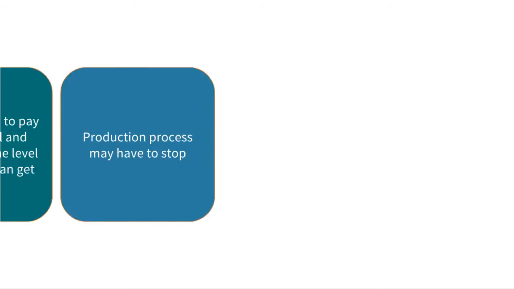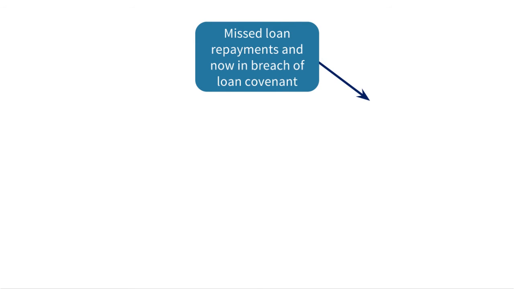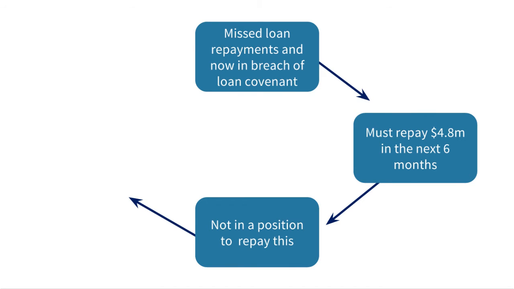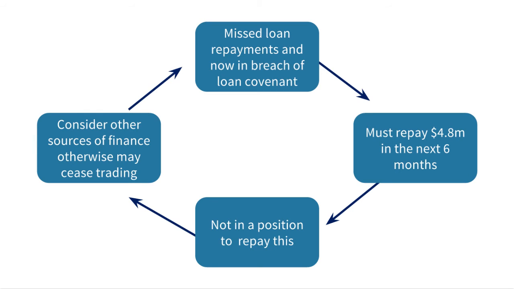They have missed a loan payment and are in breach of a loan covenant, which has led to the bank asking for $4.8 million to be repaid within the next 6 months. With their current cash position, it is unlikely they'll be able to pay this. Unless they find another source of finance, this will not be possible and they may cease trading.